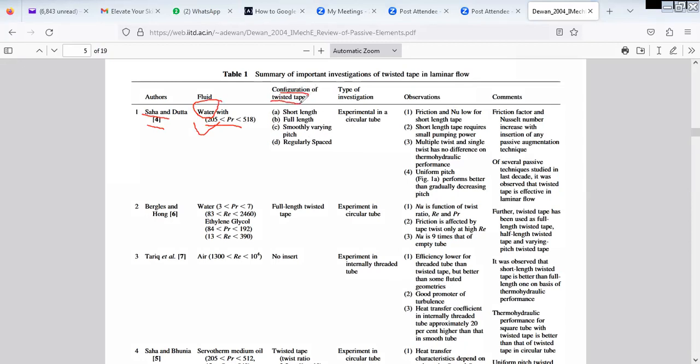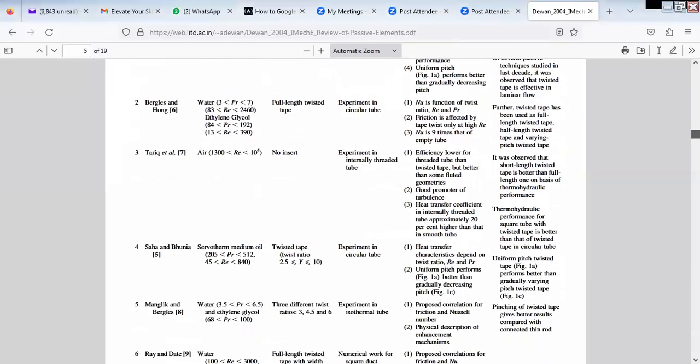What was the configuration of this tape? Whether it was experimental, what was his observation? He has written some four observation comments, on how a particular parameter is changing with another parameter. Like this, you make the table. You decide what parameters you need to fit in the table. Once you read two or three papers, you will get an idea.